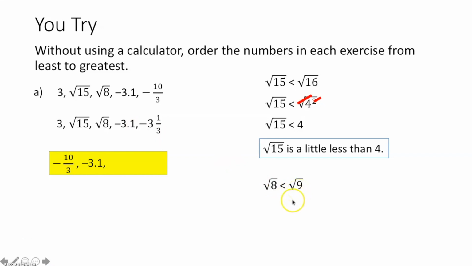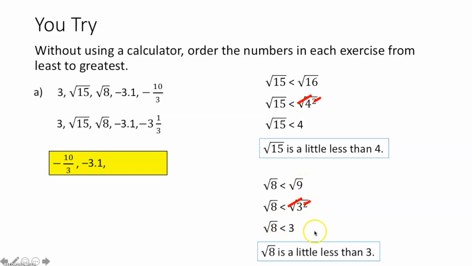Now, we do this because we know what the square root of 9 is. 9 is the same as 3 squared. The square root and the square cancel each other out. We're just left with 3. So rad 8 must be a little bit less than 3 because rad 8 is a little bit less than rad 9. Now that we know this, we can then order these 3 positive values.